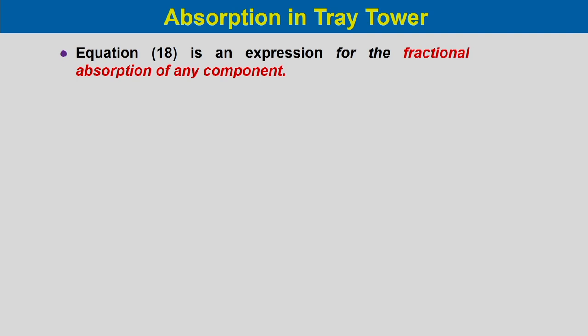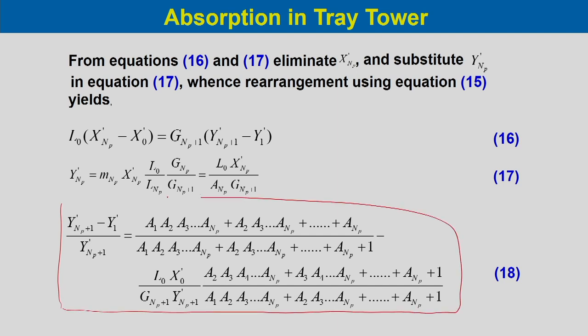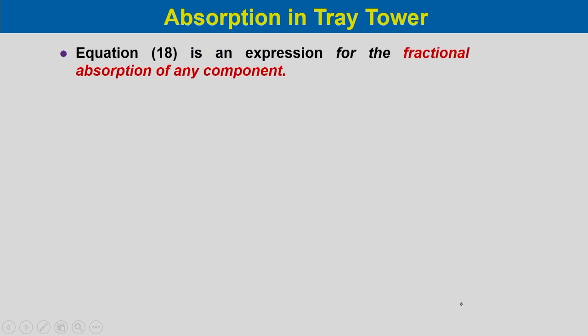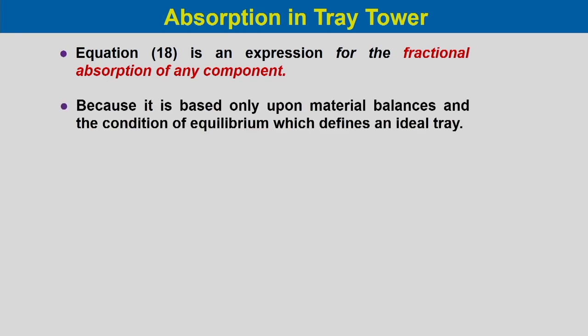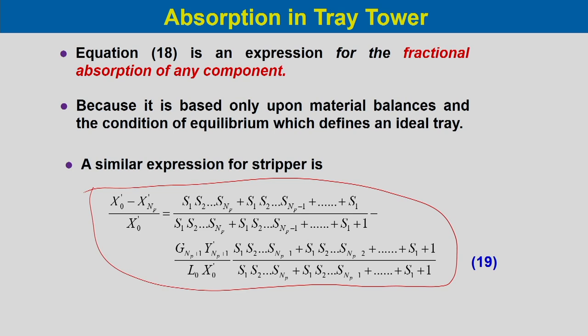So, this equation 18 is an expression for the fractional absorption of any components, because it is based only upon the material balance and the condition of equilibrium which defines an ideal tray. A similar expression for the stripper would be like this, S 1 and S 2 up to S n p and S n p minus 1. These are the stripping factors, just the inverse of the absorption factor, and this is also based on the liquid compositions outside the tower.